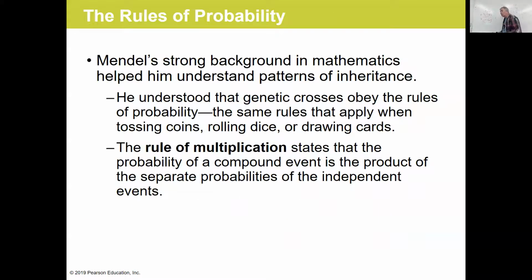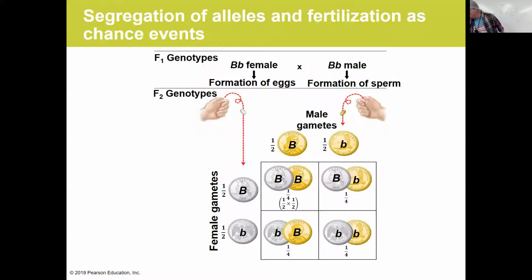Okay. Mendel's strong background in mathematics helped him understand patterns of inheritance. Like I said before, he looked at the ratios. Nobody had done that before. It's such a simple thing, and we think, wow, of course, but nobody had done it. So he understood that genetic crosses obey the rules of probability, the same rules that apply when tossing coins, rolling dice, or drawing cards. The rule of multiplication states that the probability of a compound event is the product of the separate probabilities of the individual events. So you're flipping coins.